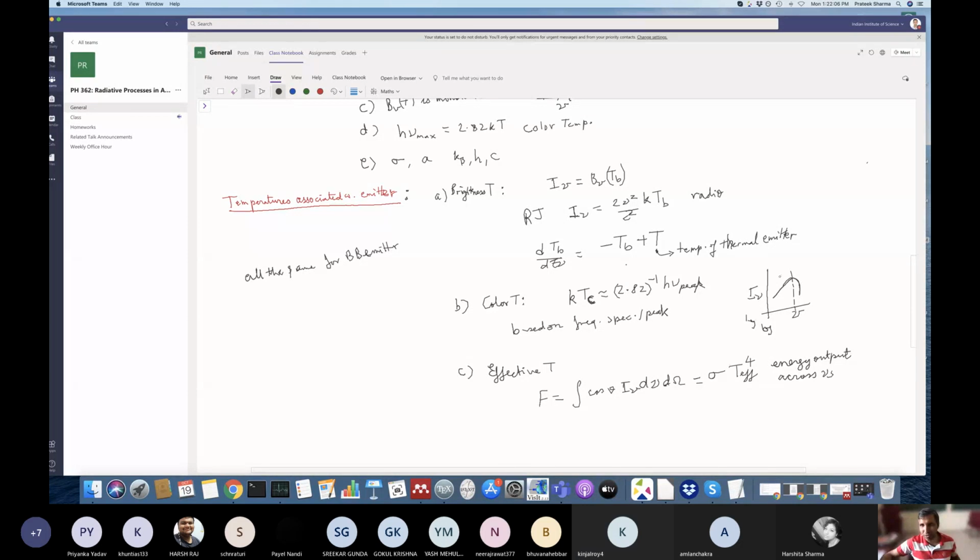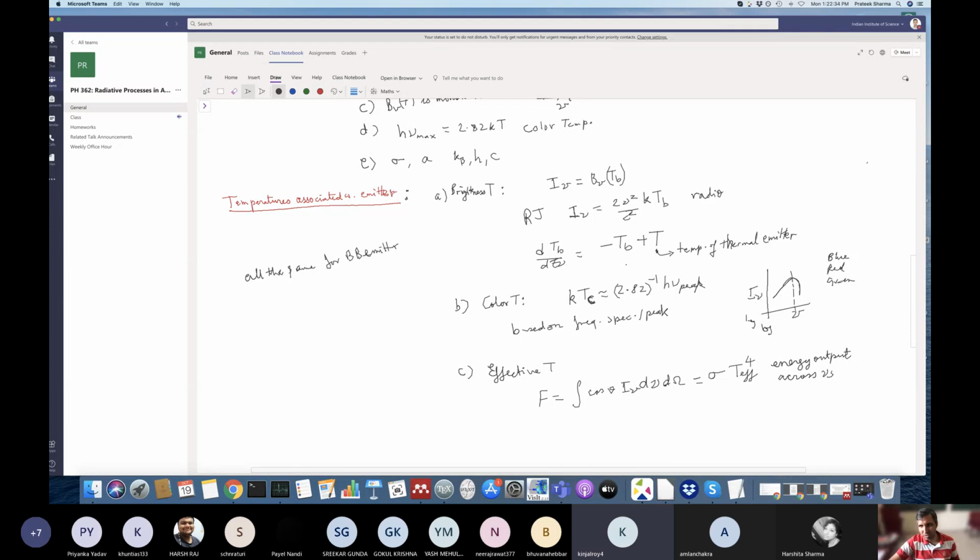So if you say that the sun is peaking at this yellow frequency, that would give you the color temperature. The easiest thing for a star is the color temperature, because you know the color of the star, whether it's blue or red or green. Color gives you at what frequency it is peaking.